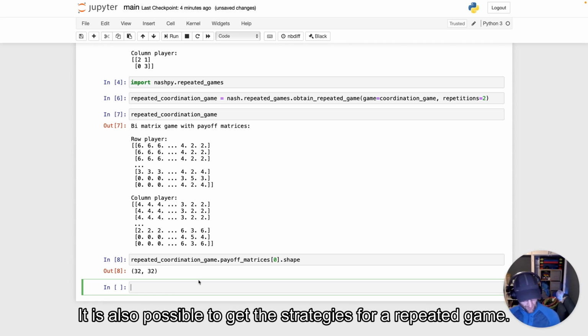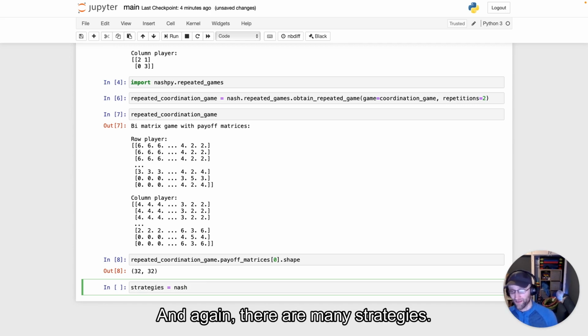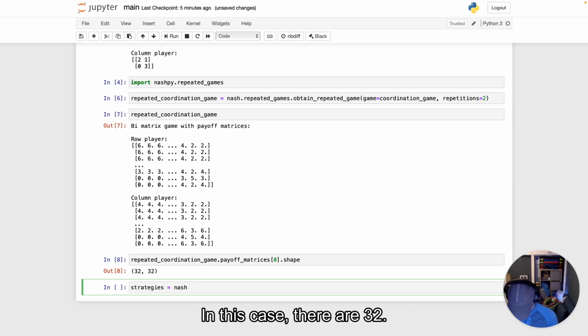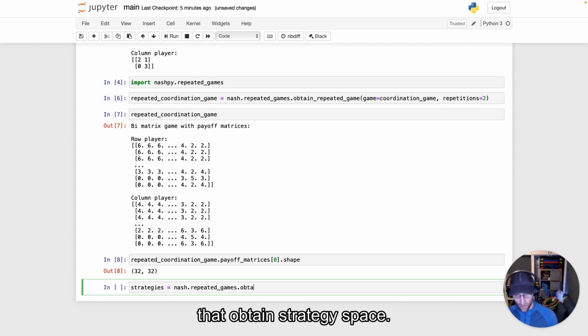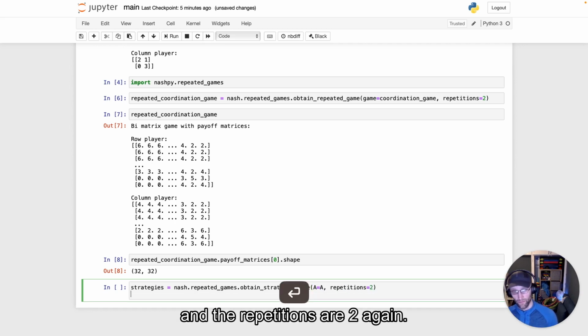It is also possible to get the strategies for a repeated game. And again, there are many strategies. In this case, there are 32, and they are hidden away in repeated games dash obtain strategy space. The matrix A is the matrix A, and the repetitions are 2 again.